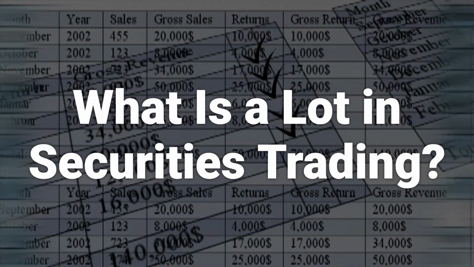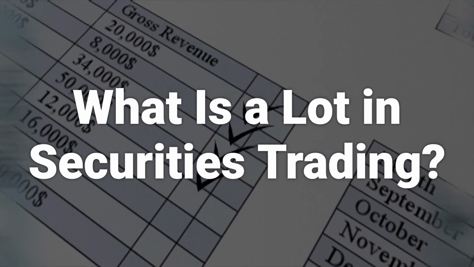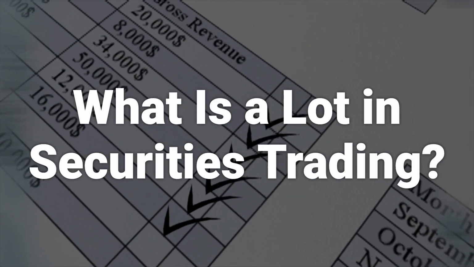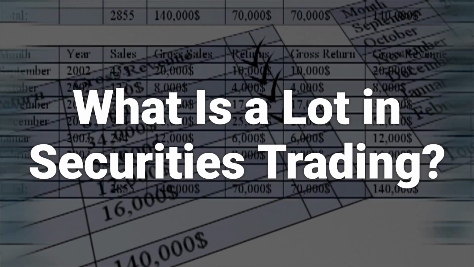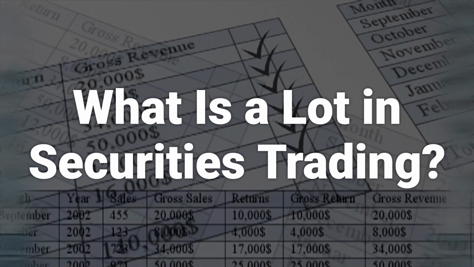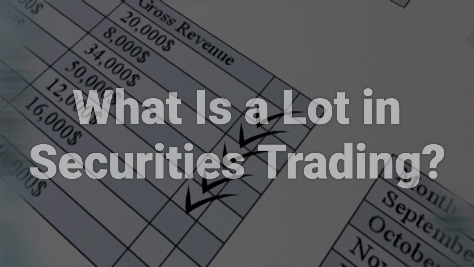In the world of securities trading, a lot refers to the number of units of a financial instrument that have been bought on an exchange. For example, in the stock market, a round lot is typically 100 shares, but investors can buy any number of shares, which is also referred to as a lot. An odd lot is the term used when fewer than 100 shares are bought.